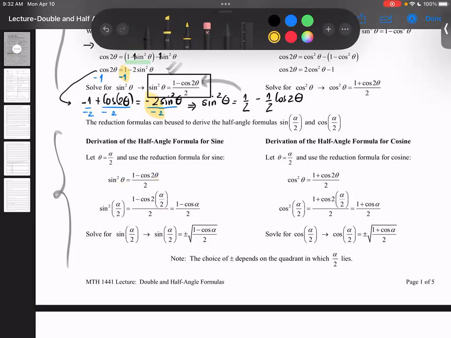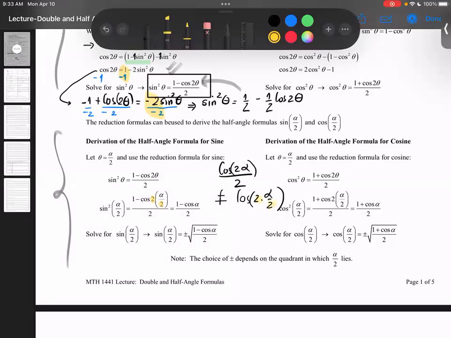I can cancel this 2 with this 2. You're like, Mimi, you told me not to cancel it. Well, these 2 are part of the input, right? It's not like it's cosine of 2 alpha, all of that over 2. This is different things. It is different than cosine of 2 times alpha over 2. The one above there, the input is just 2 alpha. The one below the input is the whole thing. Okay? So here you can cancel.